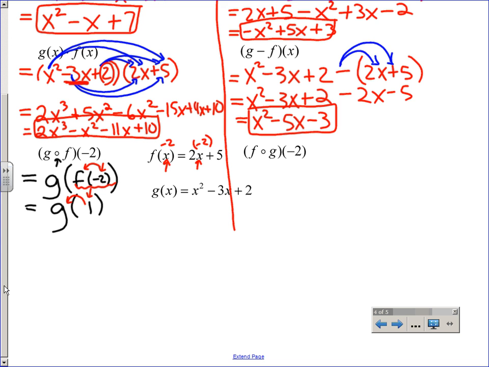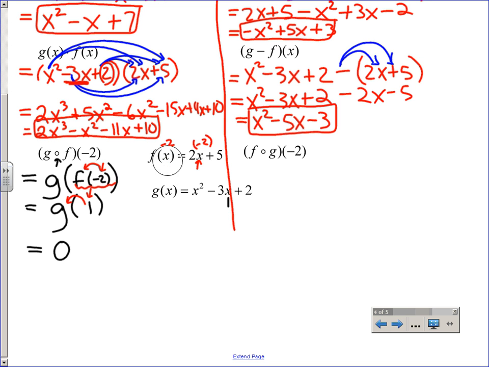There's no multiplying, it's in place of. So now you substitute a 1 into the places that we have x's. Well, that's super easy. 1 minus 3, which is negative 2, plus 2, which is 0. Now let's do the other direction.